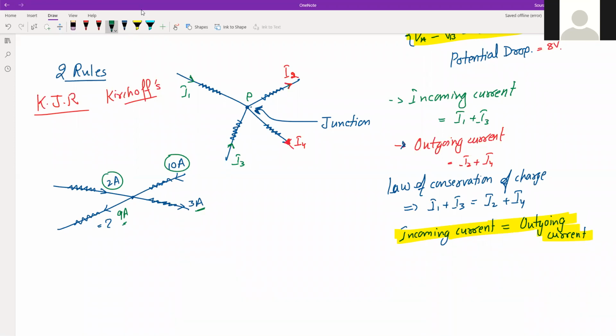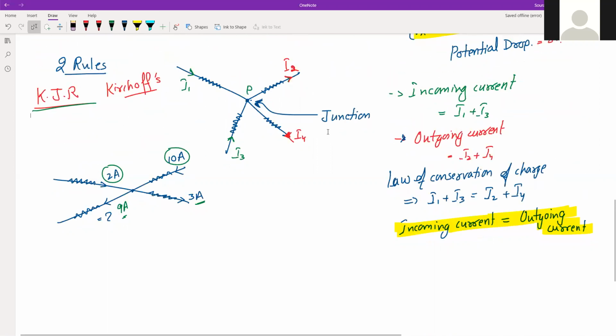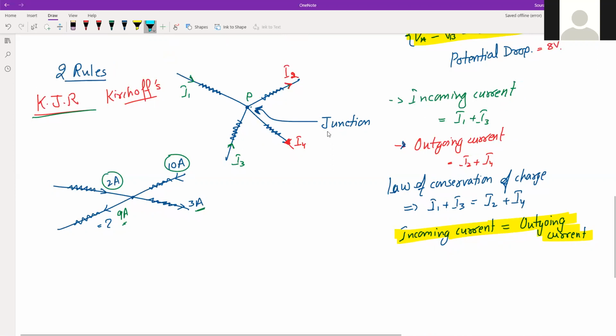So that rule is called Kirchhoff's junction rule, which is based on the law of conservation of charge. So this rule is actually based on this law of conservation of charge.